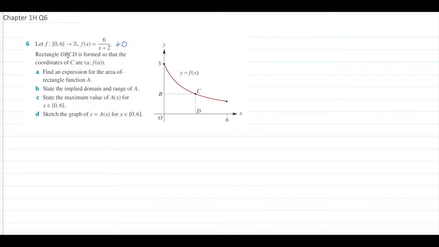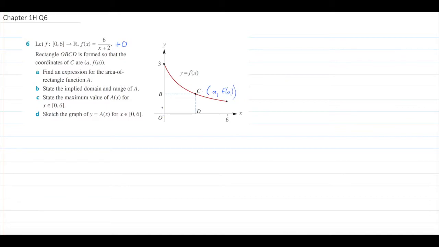Let's keep moving. Rectangle OBCD is formed so that the coordinates of C are (a, f(a)). Well, we know this graph right here is the graph f(x) given to us. We know that this point C has an arbitrary x value of a. We don't know what that is, but it's just been given to us. It's a variable, we'll leave it as that. And of course, if you sub a into your f(x), you get f(a). So that's your y value. That's pretty cool, they've given that to us.